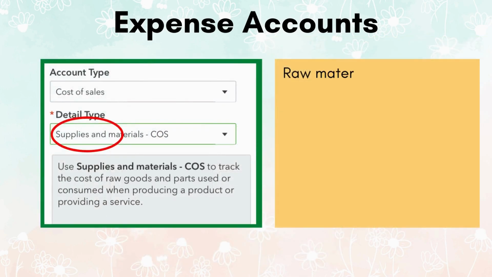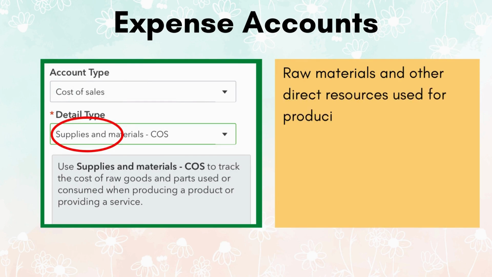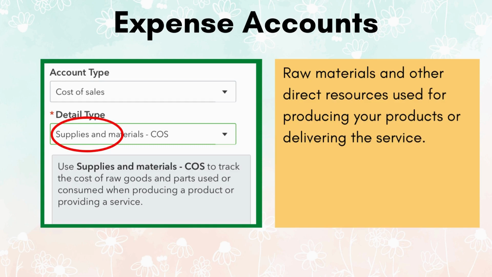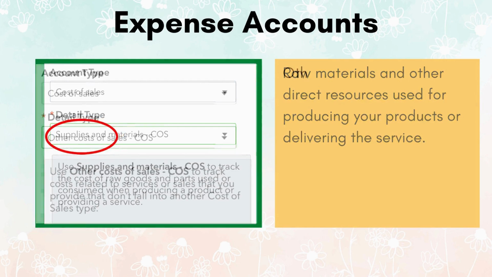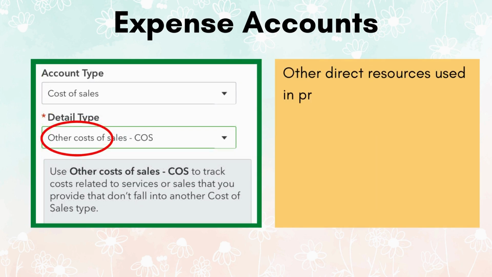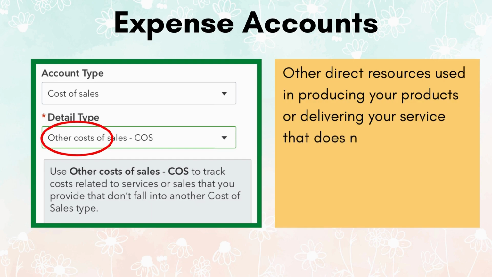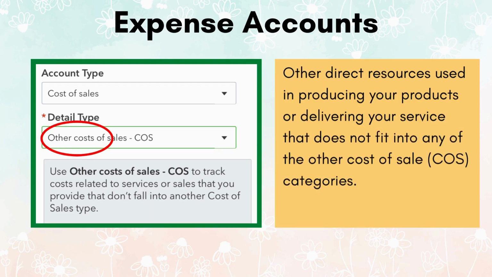Supplies and material COS would typically be for raw materials that you use in producing your products, as well as any service or any resource that you need to directly deliver the service that you offer to your customers. Other cost of sales would be used for any other cost of sale item that is not covered by the other cost of sales types that we have discussed here.